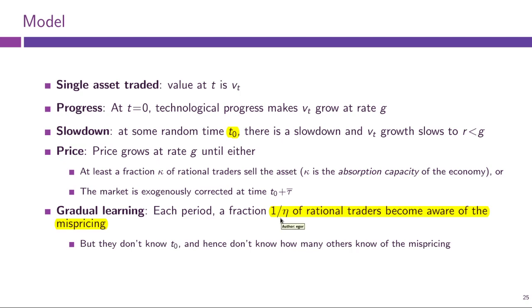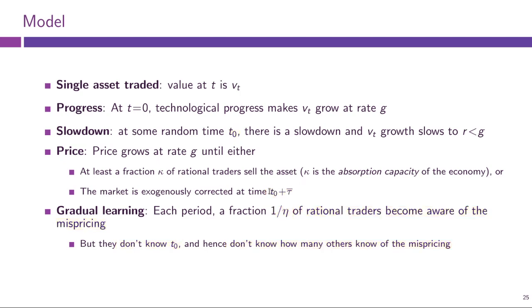So once this happens, rational traders do know that the asset is overpriced, but they can still decide to ride the bubble. Right? They do not necessarily know that other traders know that the asset is mispriced. So they do not really know how quickly they were informed, where in the time interval they are. Are they the first to be informed at t0? Or are they the last to receive this call at t0 plus eta? So they don't know how many others knew of the mispricing before them, which would feed into their decision on how long to ride the bubble, how long to try to exploit it, and in particular how much time they have left before the exogenous correction. This will be another piece of information that is uncertain for them.